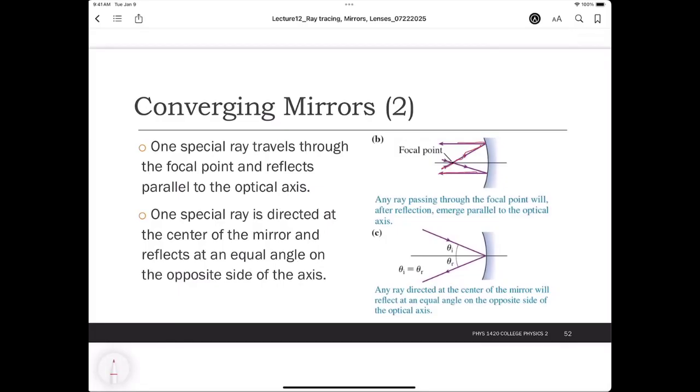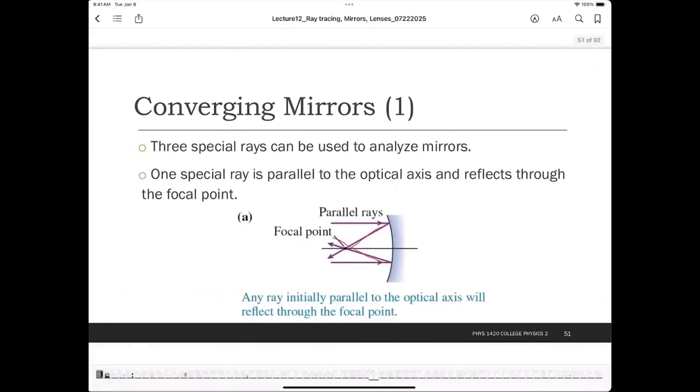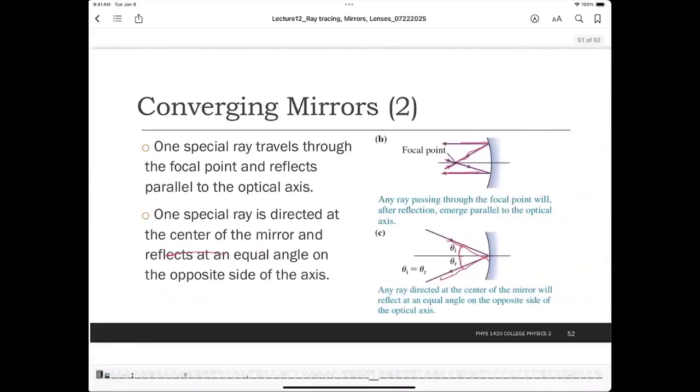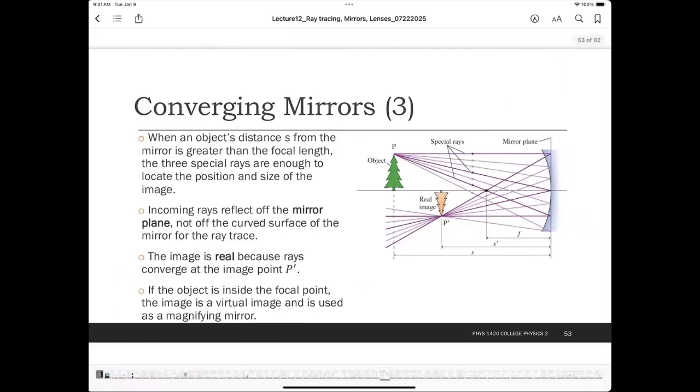And the next one, the other special ray, is directed at the center of the mirror and reflects at an equal angle on the opposite side of the axis. This angle and this angle are equal. These are the three special rays, and they can be used to analyze mirrors. Okay. Let's continue to talk about convergent mirrors.